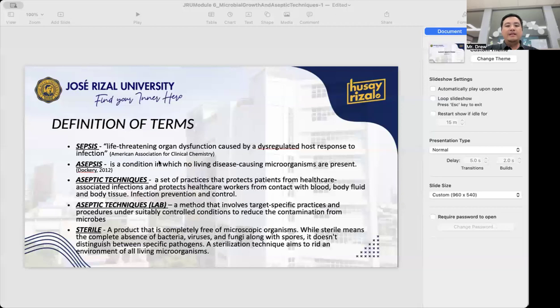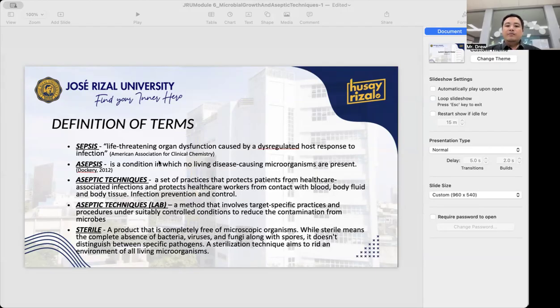The first one is sepsis, a life-threatening condition caused by the body's extreme responses to infection. It can lead to organ failure if untreated. Asepsis, the absence of disease-causing microorganisms. Aseptic techniques, methods used in healthcare and laboratories to prevent infections. Sterile, completely free of all microorganisms, including bacteria, viruses, fungi, and spores.